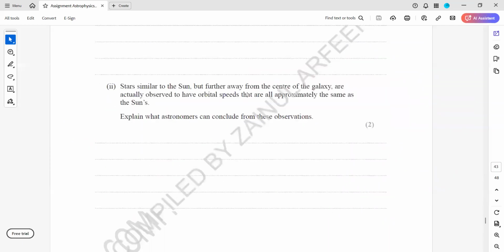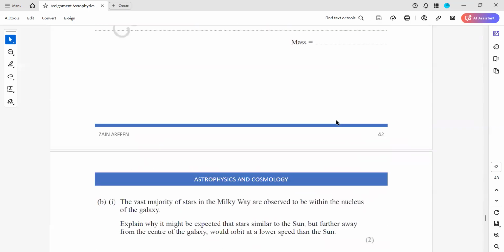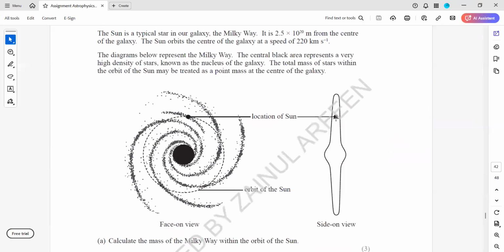Next, we have a star similar to that of the sun, but further away from the center of a galaxy, actually observed to have an orbital speed approximately the same as the sun. What can astronomers conclude from this observation? According to theory, if the sun is moving at 220 kilometers per second, another star which is further from the center should move at a lower speed, maybe 200 kilometers per second. But practically, it is found that both are moving at the same speed of 220 kilometers per second. So, what could be the reason for that?